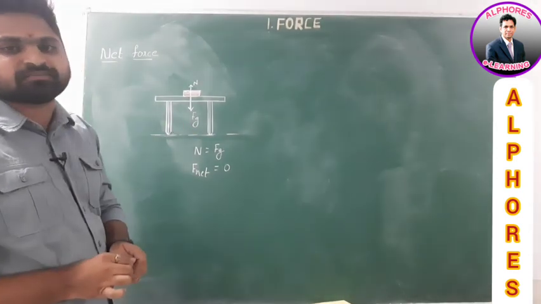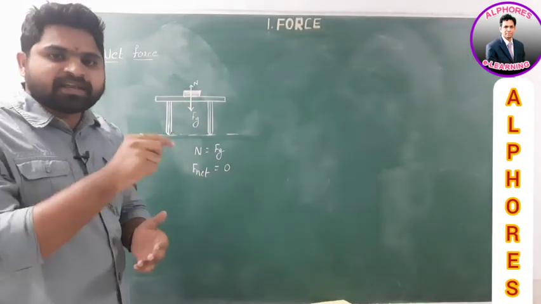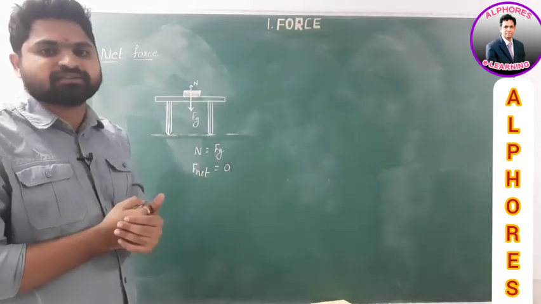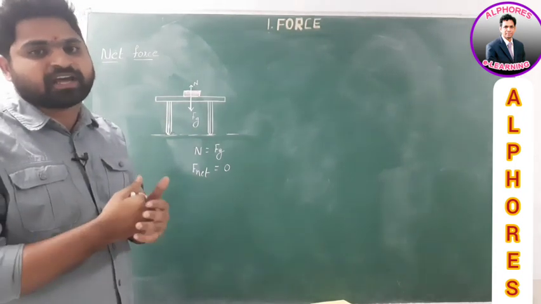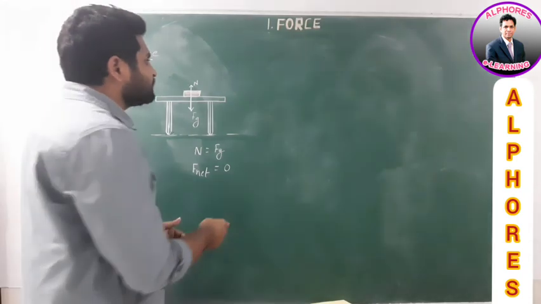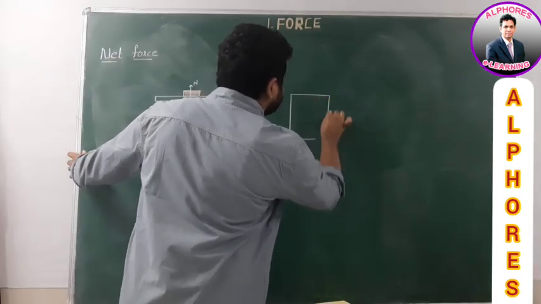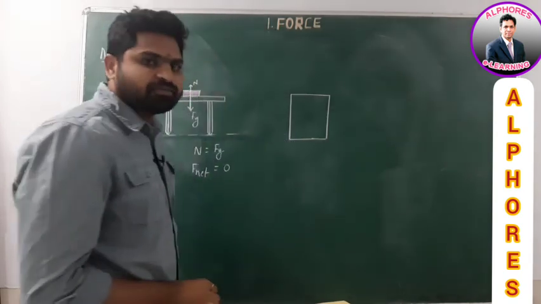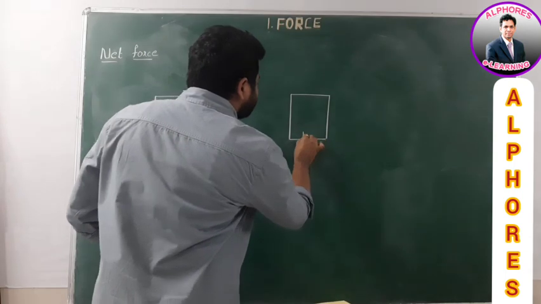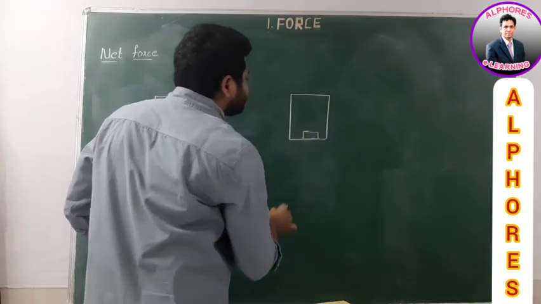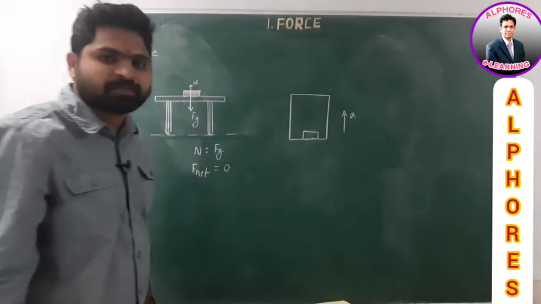For suppose, if the same object is placed in a moving lift and the lift is moving upwards with an acceleration a, what happens in that case? Let us study that now. Let's say this is the lift, and the same object is placed in the lift. Now the lift is moving upwards with an acceleration a.